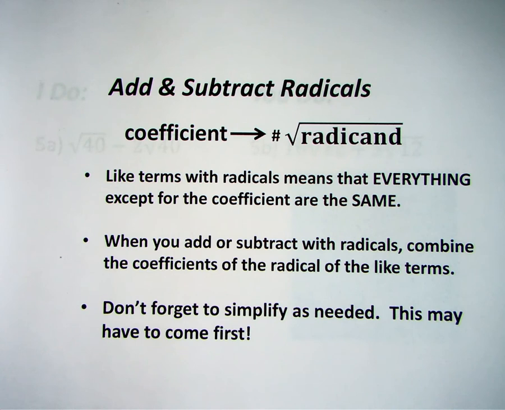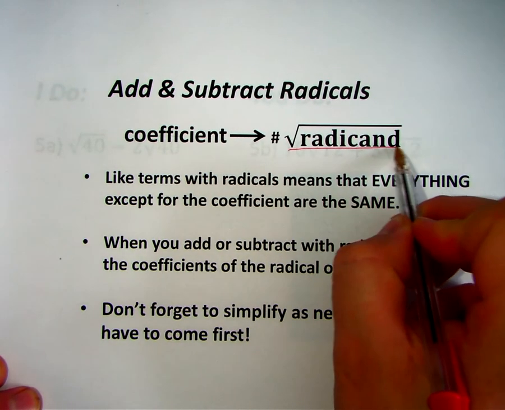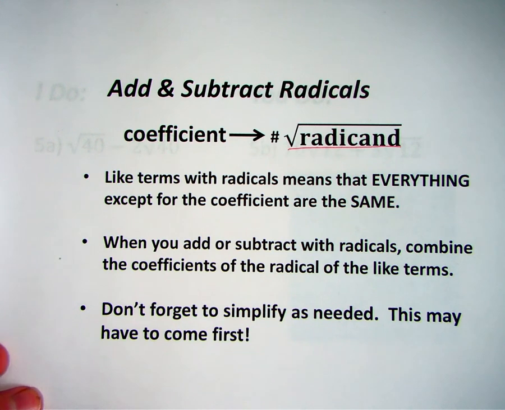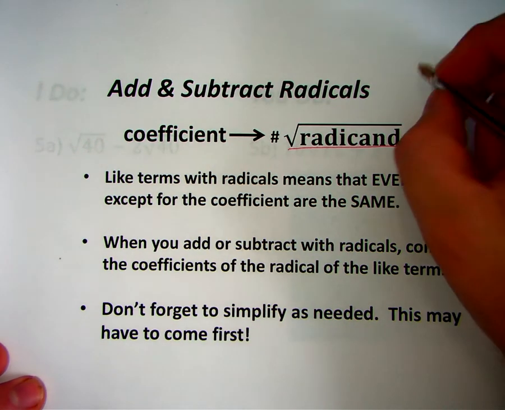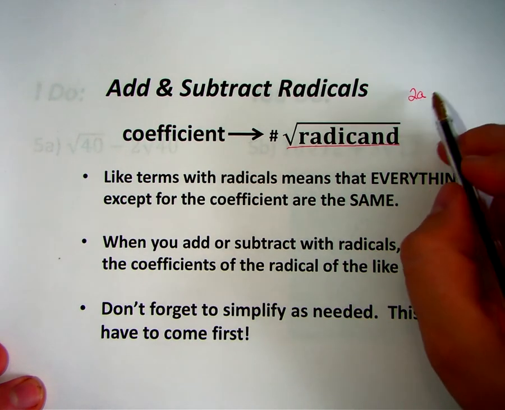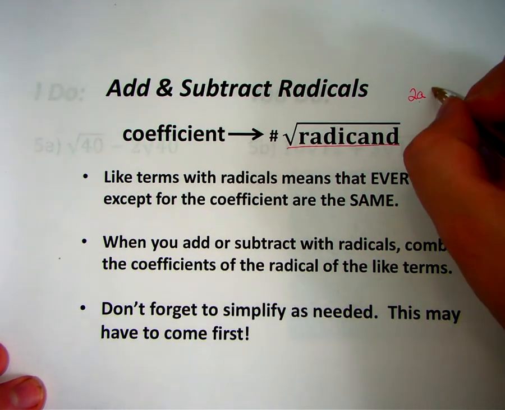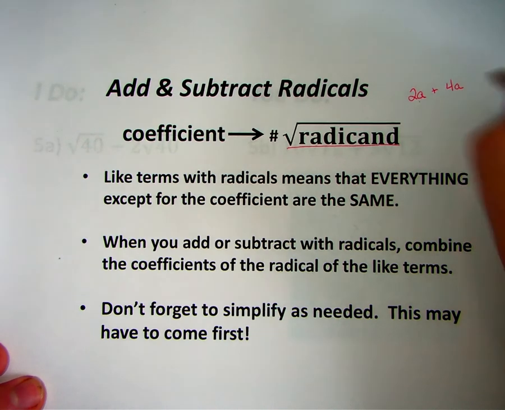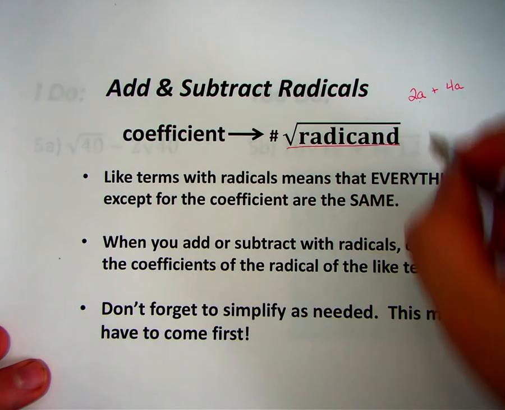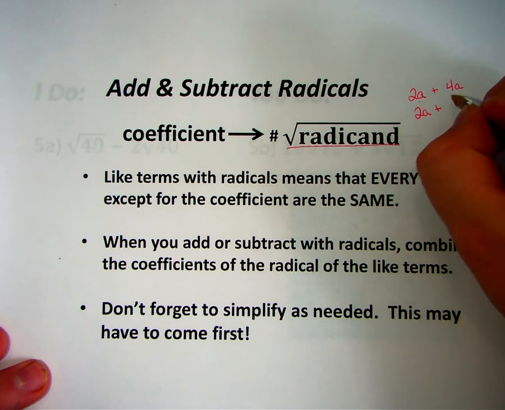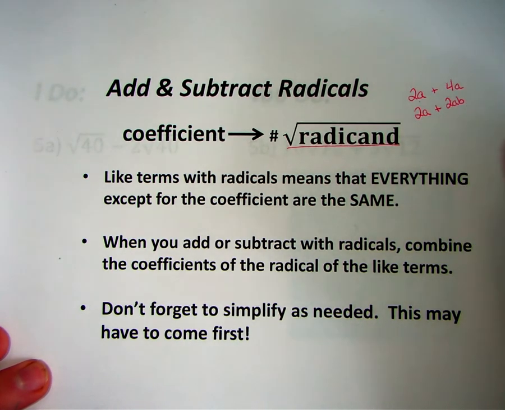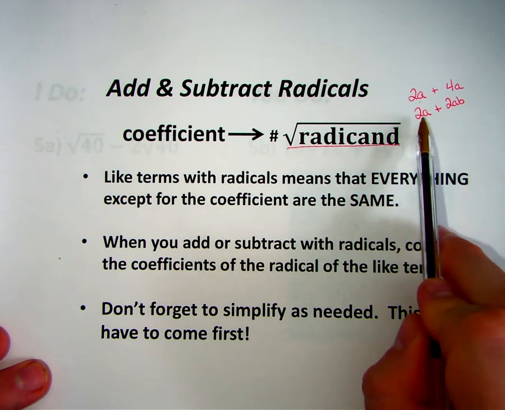Adding and subtracting radicals. The coefficient is the number in front of the radicand. Like terms with radicals means everything except for the coefficient are the same. Now, last year I related the radicand and we said that it functions like a variable. So if I have 2a, the variable is a, I can only add that to something else that has a as an exact variable. If I have 2a, I cannot add that to 2ab. ab is not an identical variable to a.